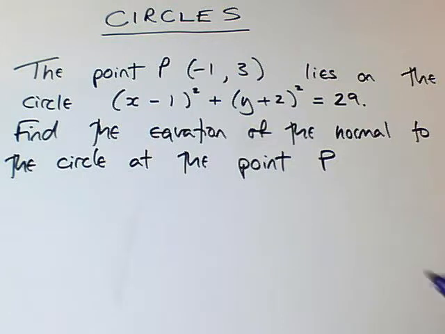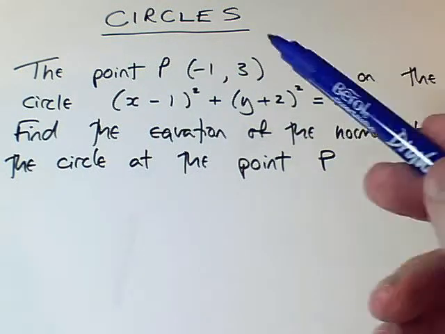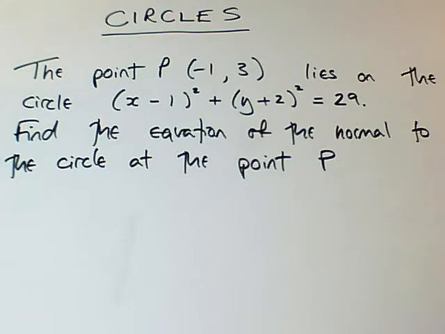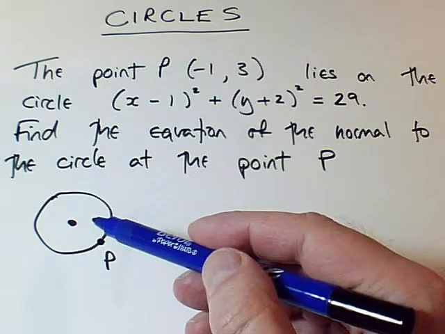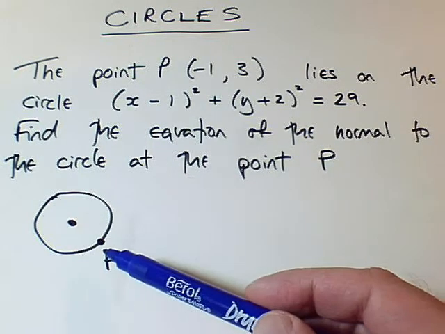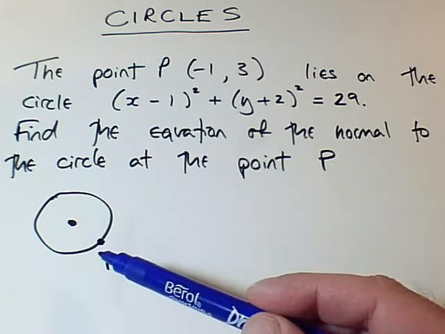Okay, here's a question where I've got a circle, I've got a point, which I'm told is on the circle, and I want to find out the equation of the normal. So just to recap the method, the point P is somewhere on the circle. I don't know if my diagram's particularly accurate, I'm just drawing it to illustrate the method.